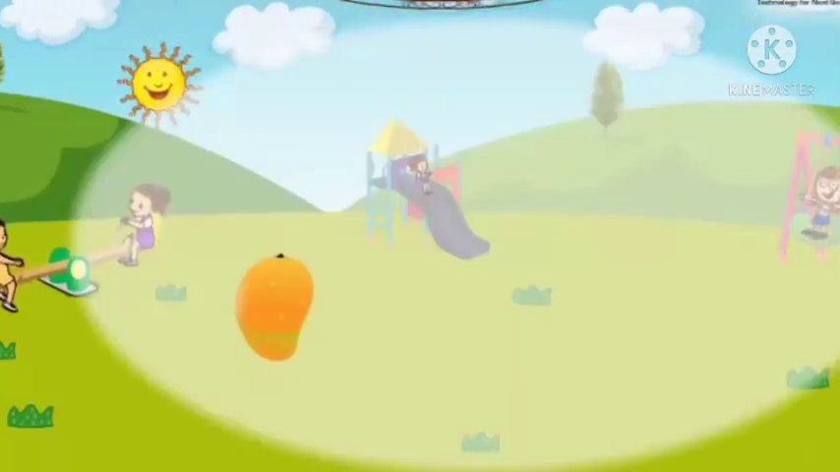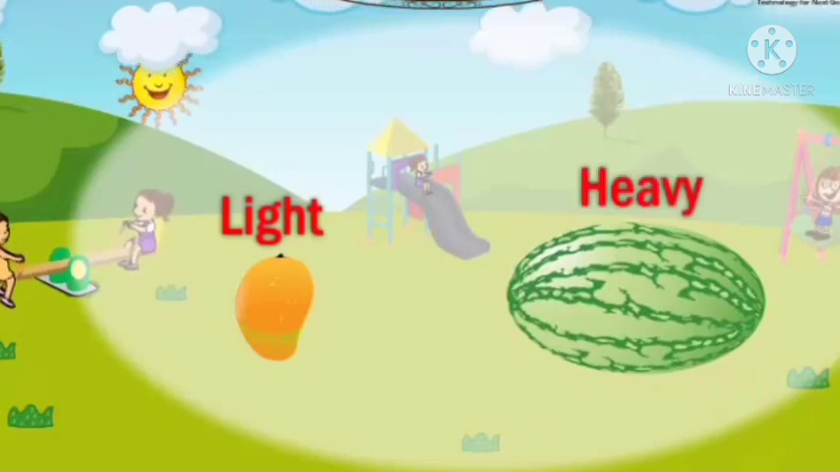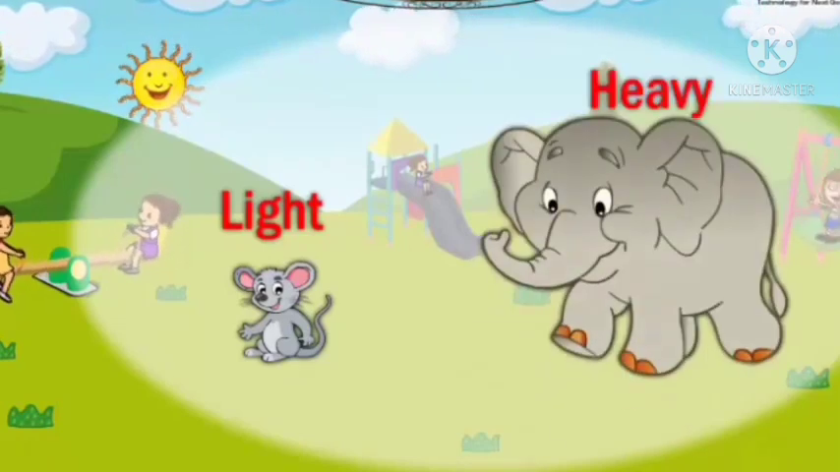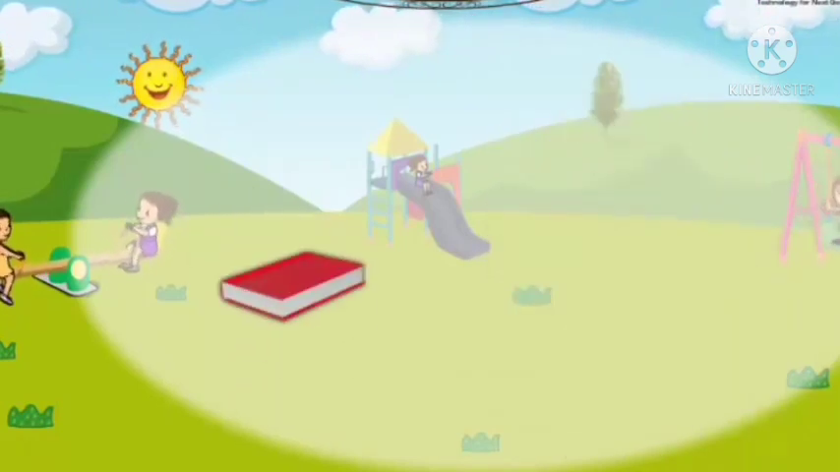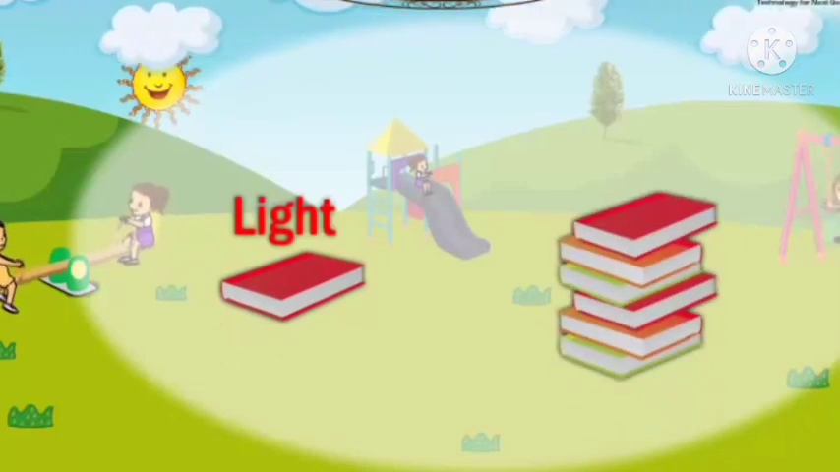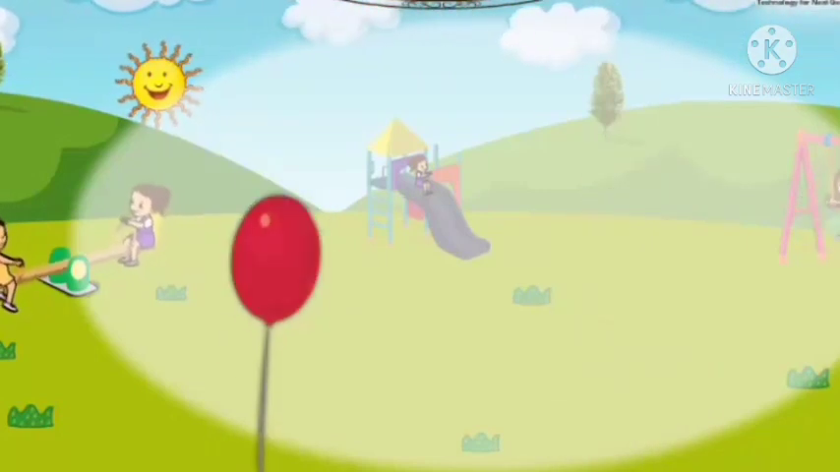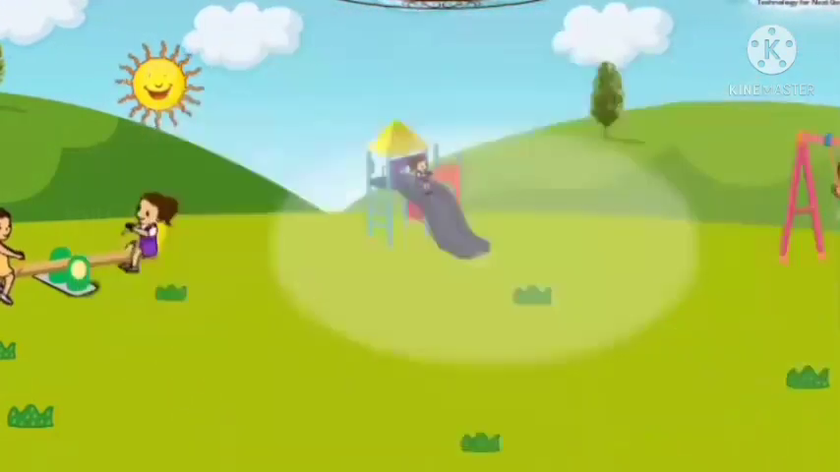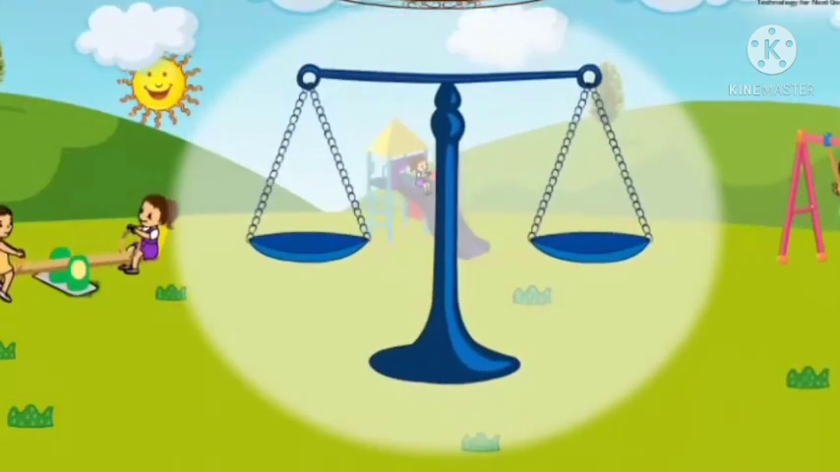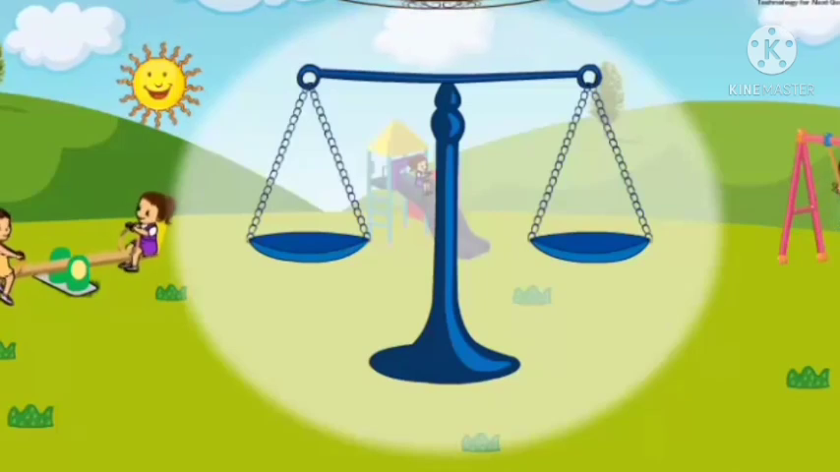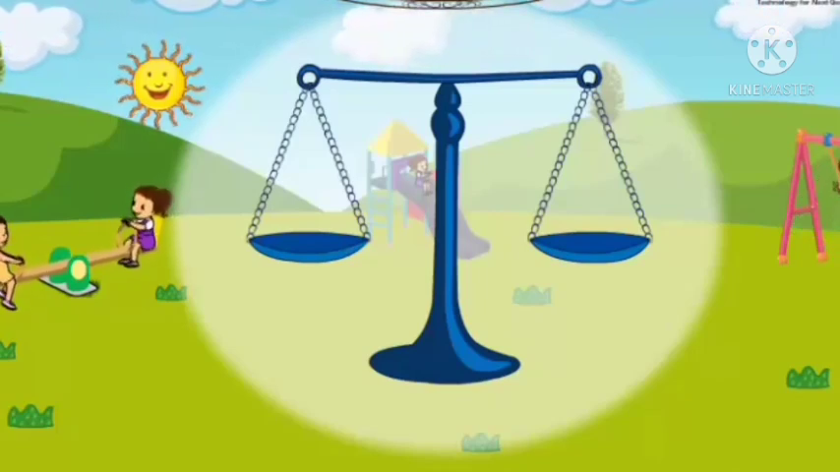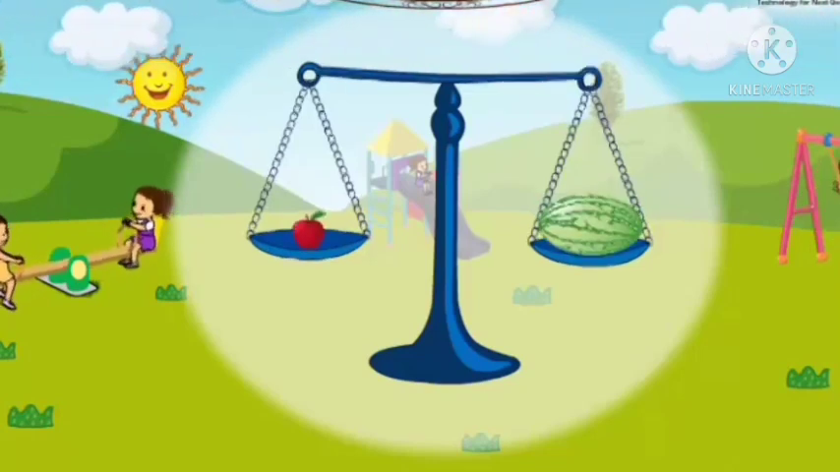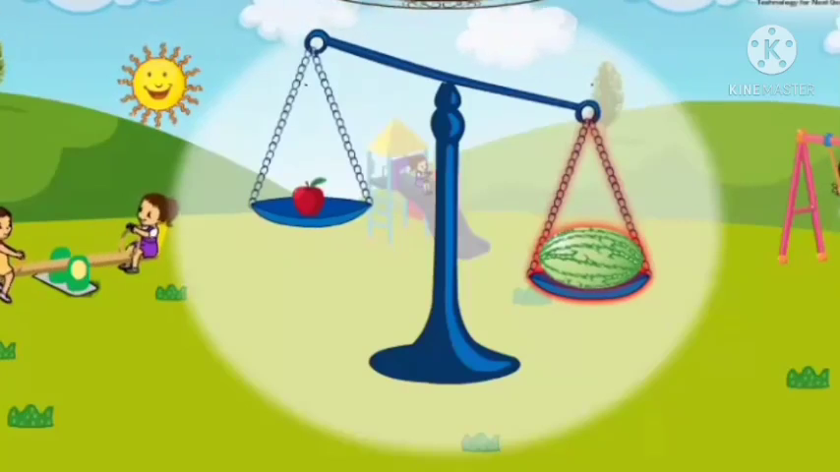A mango is light and a watermelon is heavy. A mouse is light and an elephant is heavy. 1 book is light and 6 books are heavy. A balloon is light and a brick is heavy. This is a weighing scale. The side which is heavy goes down and the side which is light goes up. An apple is light and a watermelon is heavy.